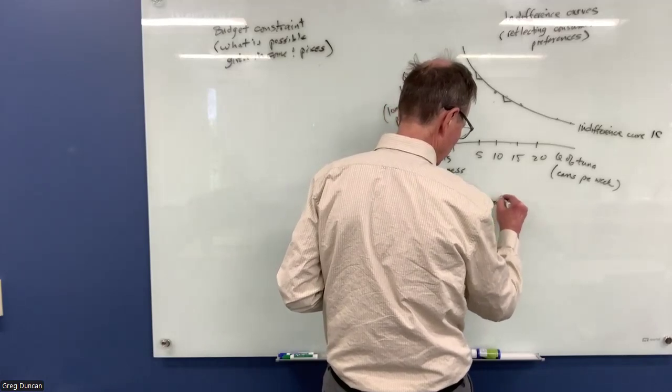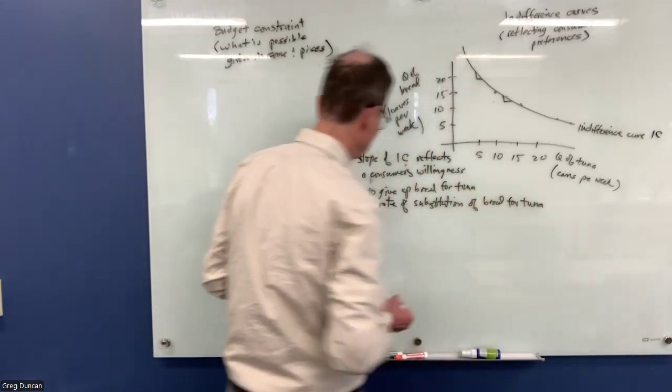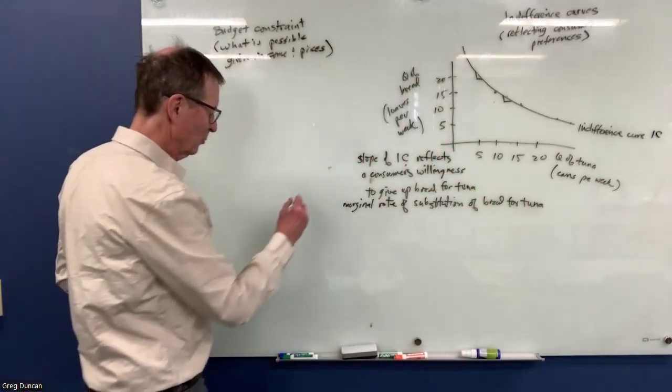Bread for tuna. Right, that's the slope.